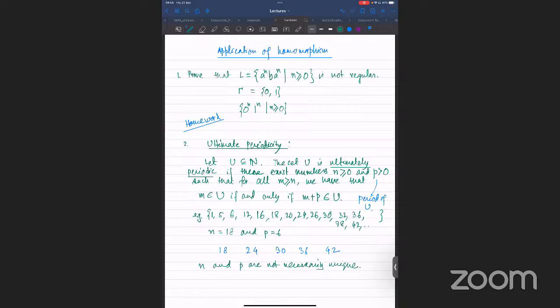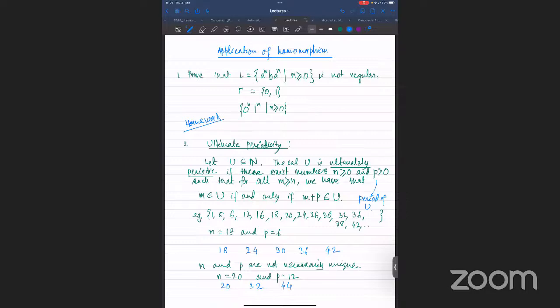Not necessarily unique, okay? So you can also consider your n to be 20 and p equal to 12. Here you have 22, 32, then we are also going to have 44, which I didn't write, and so on. Is it okay? All we are saying is that you consider a number n, which is non-negative, and a positive number p, which is a period of this ultimately periodic set, such that for all m greater than or equal to n, if m is there, then m plus p has to be there, and vice versa. And they are not necessarily unique.